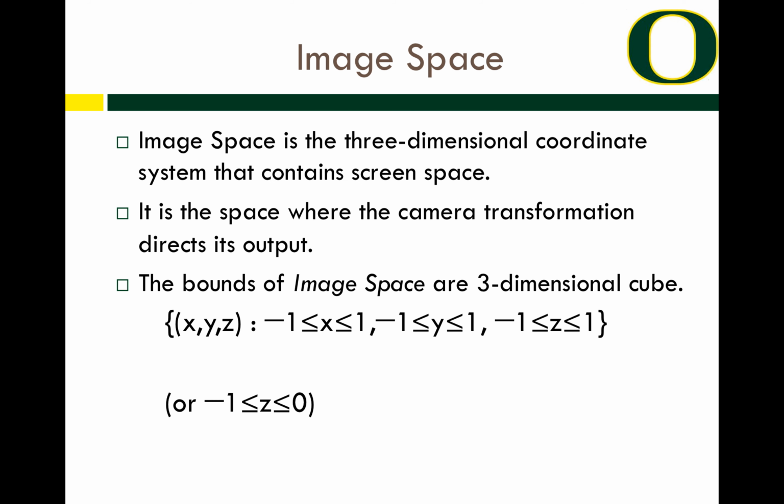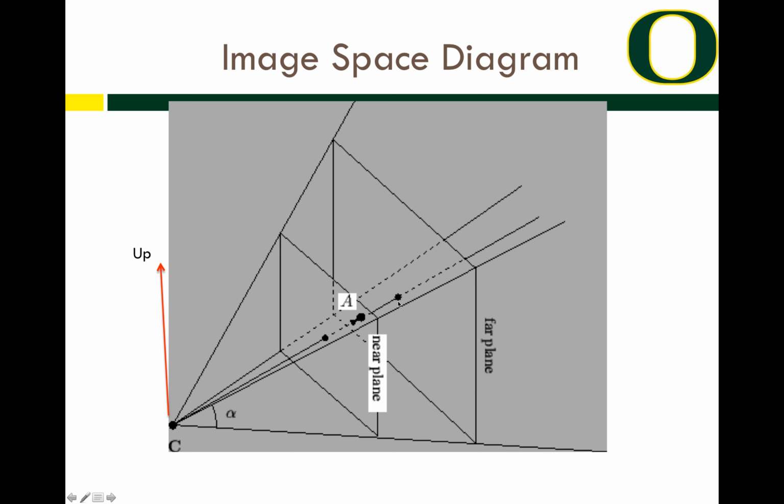So the idea then is if we're looking at camera space, our view frustum, and trying to see where it will go in image space, then it works like this: the x equals 1 plane of image space will be the right side of the frustum, and x equals minus 1 will be the left side of the frustum. Y equals 1 will be the top of the frustum, and y equals minus 1 will be the bottom. And then z equals 1 will be the front of the frustum, and z equals minus 1 will be the back of the frustum.